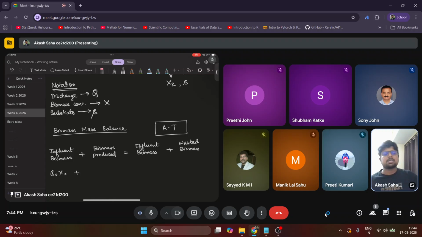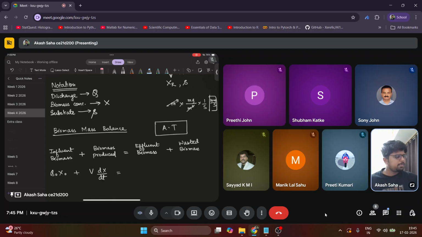Now with time some biomass will be produced. We will denote this as V into dx by dt. V is the volume, in meter cube. dx by dt will be milligram per meter cube per second. The meter cube cancels, so again we get milligram per second, mass per unit time. That's why I denoted it by V into dx by dt, because V is the volume of our tank.